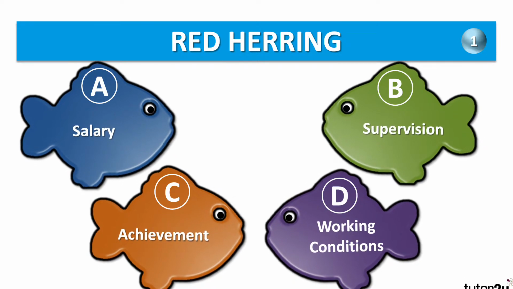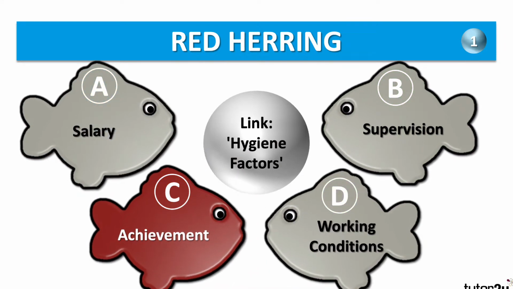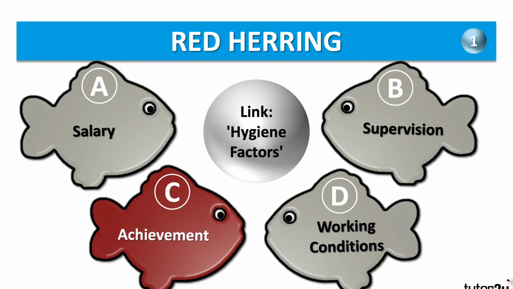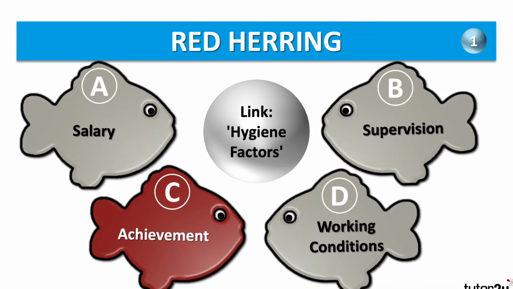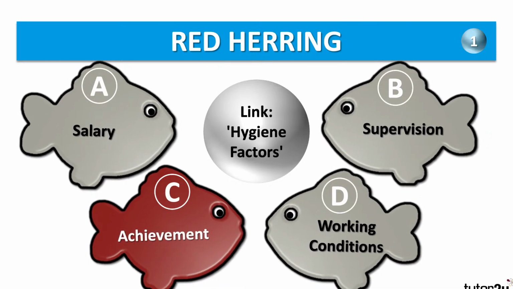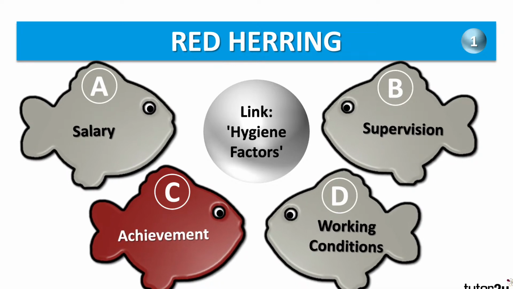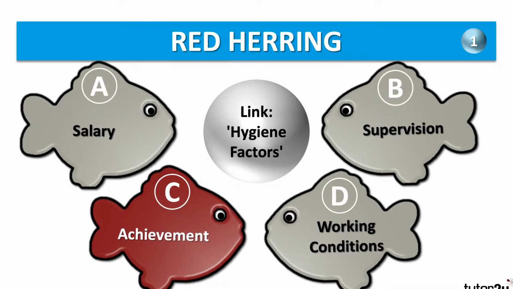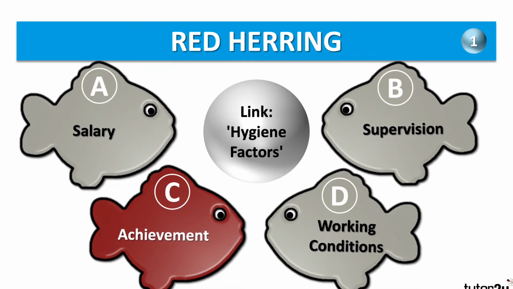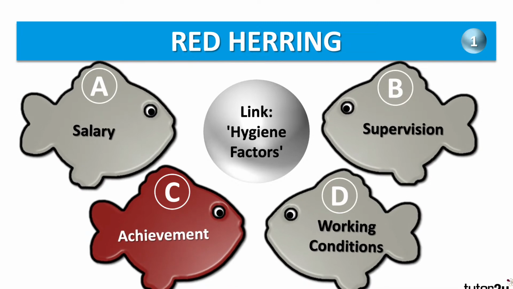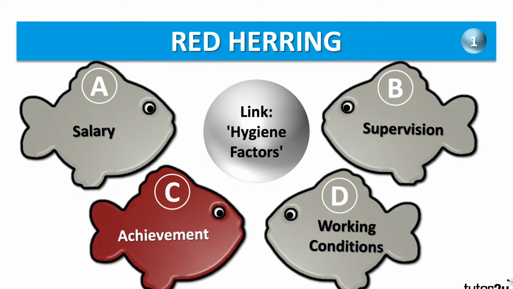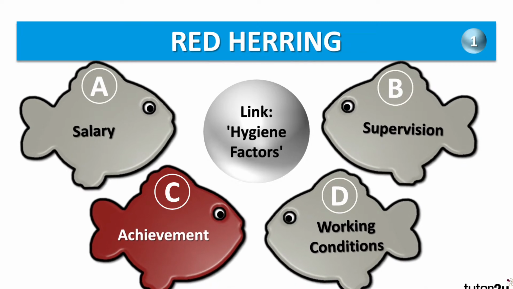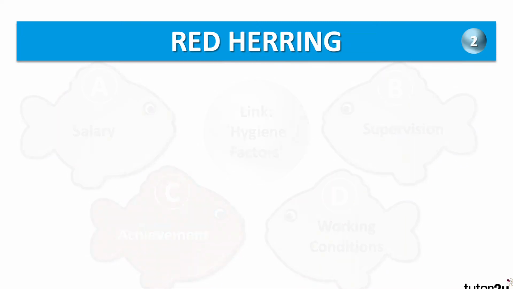Some answers are coming through. Let's reveal the answer, please. And it was actually achievement. All of the other 3 are hygiene factors. So this was related to Herzberg's two-factor theory. So salary, supervision, and working conditions, according to Herzberg, are hygiene factors. Hygiene factors don't motivate. They simply reduce dissatisfaction, whereas Herzberg argued that achievement was a motivator. So achievement was the red herring. The others related to hygiene factors. Achievement was a motivator. We'll do one more of these before our final activity.